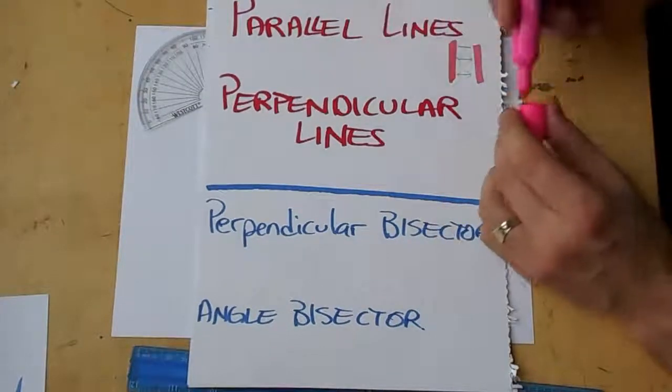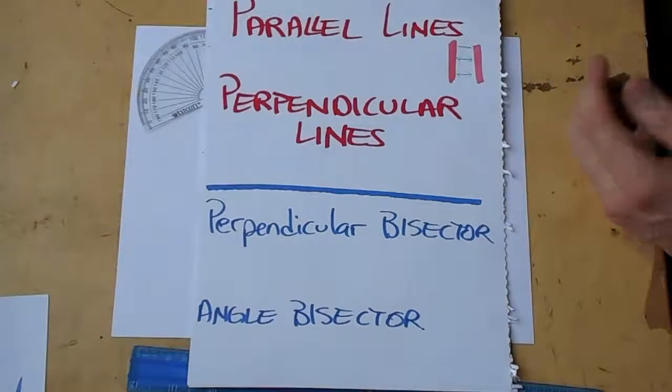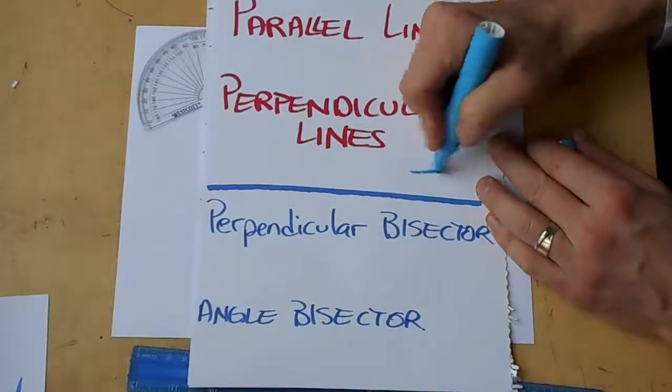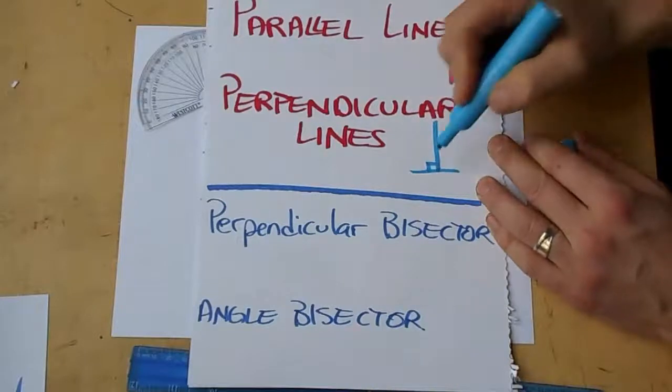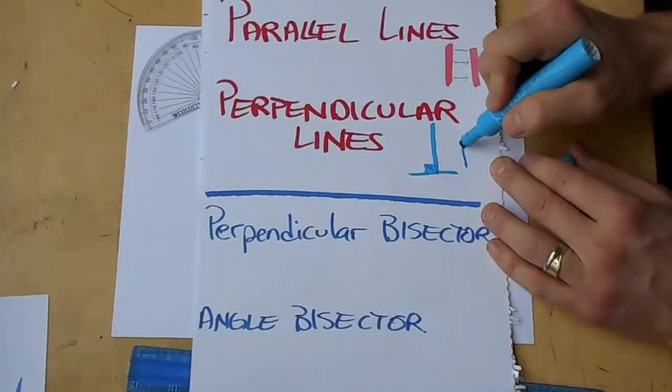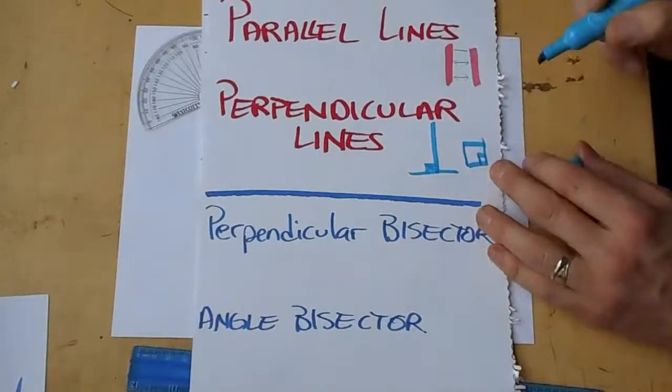The other thing we looked at was something called the perpendicular line. Perpendicular lines are the exact opposite. So they are going to meet at a 90-degree angle. Remember, this little square means that it's at a 90-degree angle, just like the angles in a square.